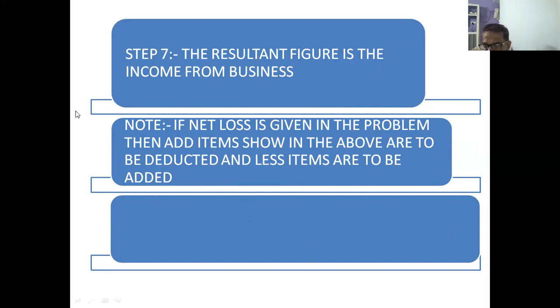These are the procedures to compute income from business if a profit and loss account is given in the problem. If net profit is given, you have to follow this procedure. If net loss is given, whatever the add items are, you have to subtract them, and whatever the subtract items are, you have to add them. The final value gives income from business or loss from business.